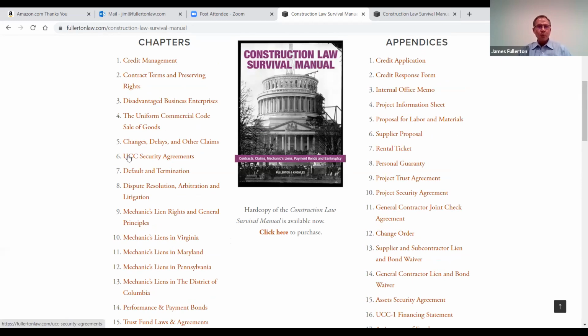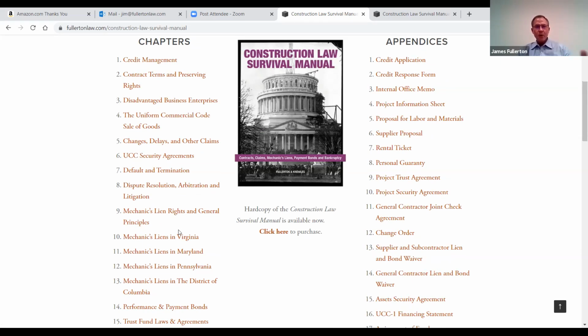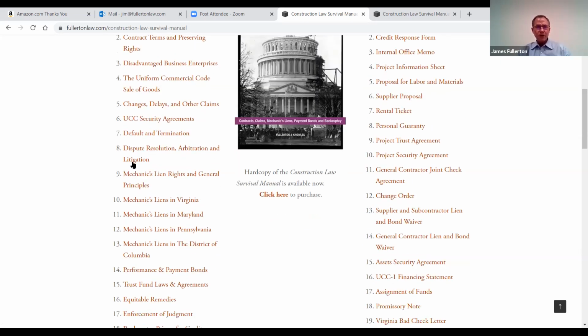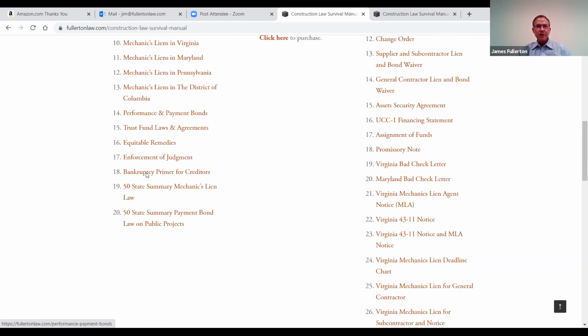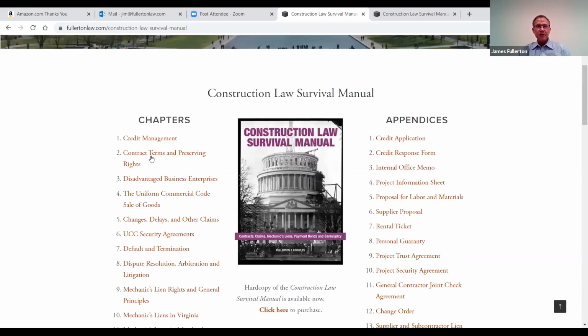We are going to pretty much, this isn't always true with all the seminars we do, but in this case, we're really going to work through this chapter 14 pretty much in order from beginning to end. And then we will cover the mechanics lien and bond waivers, which is at the end of this chapter 2, pretty much in order. Let me also point out the appendices on this side.